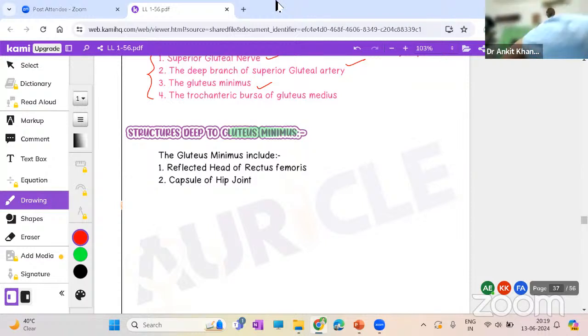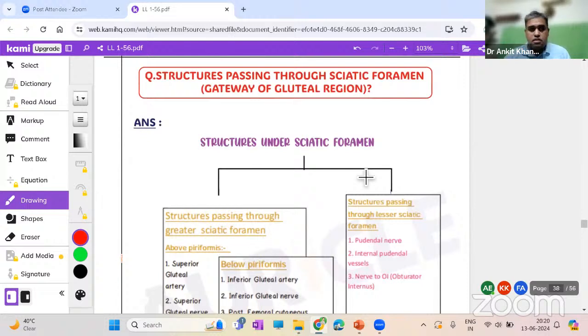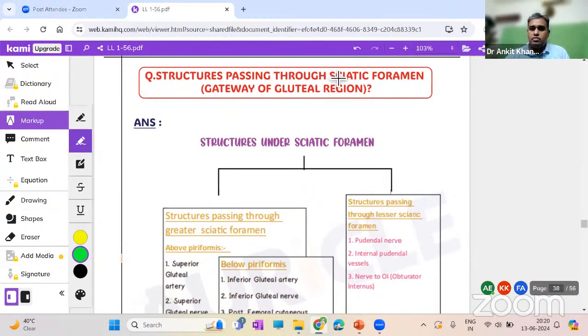Okay, right. So these are the structures which can be asked as a question. Mainly it is the maximus which they ask, but medius and minimus can also be asked. Okay, moving ahead from here. Now, what are the structures that pass through the sciatic foramen? Very, very important question over here.